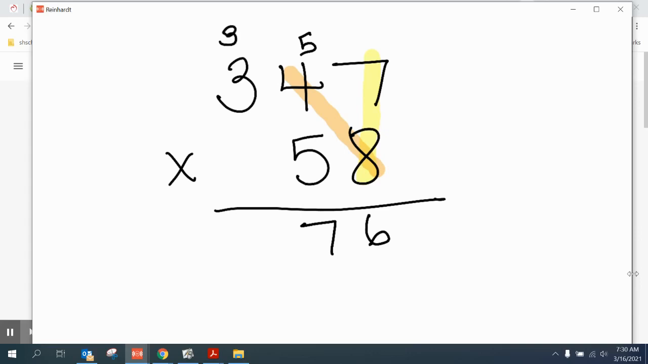All right, so now I have to go again because I have an extra digit. So I'm going to multiply 8 times 3. 8 times 3 is 24. I'm going to add the 3 that I just carried over. 24 plus 3 is 27. So I'm going to put my 7 and my 2.